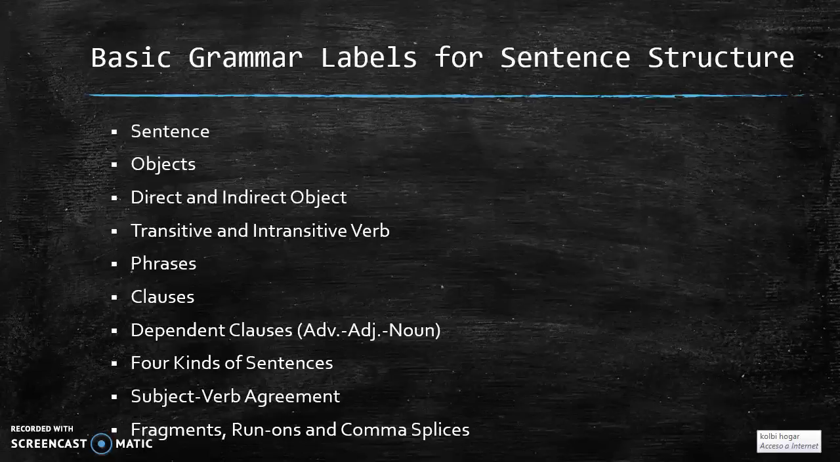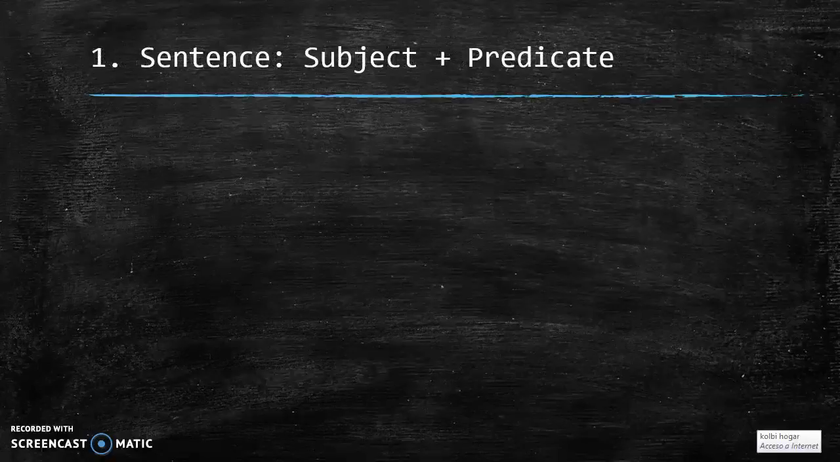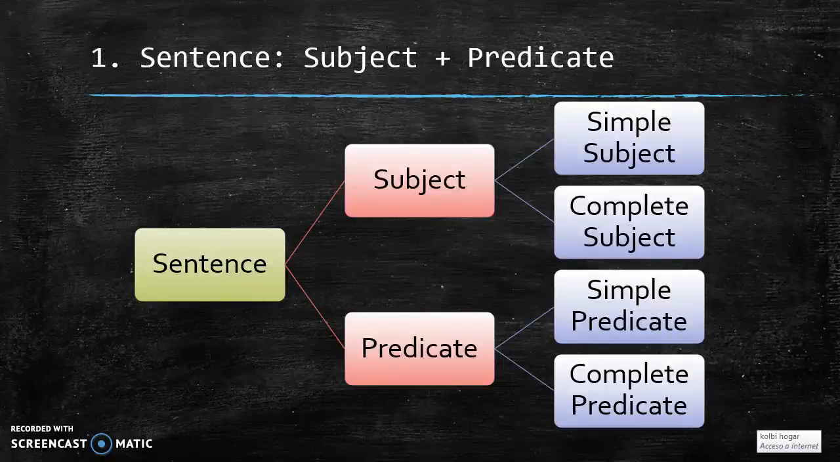Chapter 2, section 3 talks about 10 different grammar labels that we use when working with sentence structures. These labels, as you see them on the screen, are very important and we're going to cover each one of them as we move along. The first one is the sentence. The sentence is considered as the group of words that has a subject and a predicate.